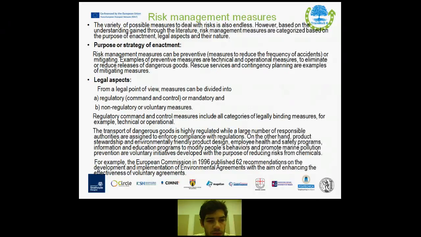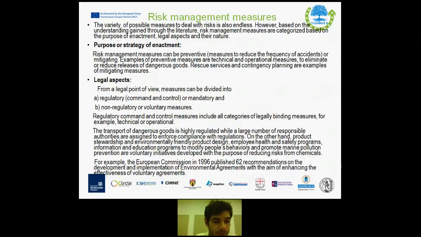Moving on to the risk management measures, the variety of possible measures to deal with risk is also endless. However, based on the understanding gained through the literature, risk management measures are categorized based on the purpose of enactment, legal aspects, and their nature. First of all, we have the purpose or strategy of enactment, where risk management measures can be preventive, measures to reduce the frequency of accidents, or mitigating. Examples of preventive measures are technical and operational measures to eliminate or reduce releases of dangerous goods. Rescue services and contingency planning are examples of mitigating measures.